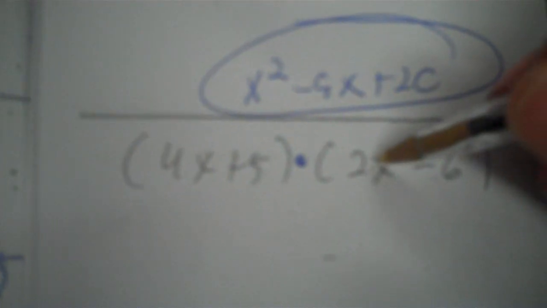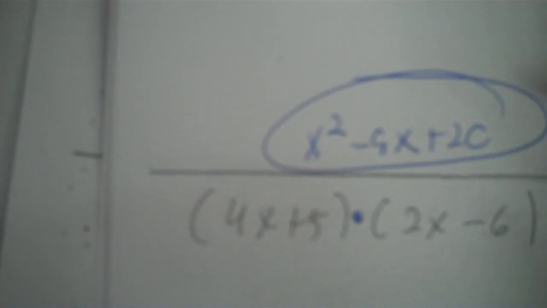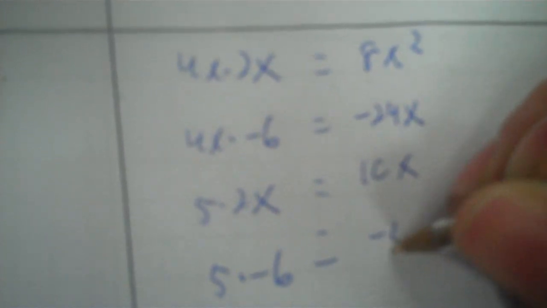Okay, next problem. Binomial, binomial. You can't combine these. You don't know what x is. You can't combine those when you don't know what x is, because that has an x, that's multiplied by x. That isn't multiplied by x. They're not like terms. So I take 4x times 2x, 4x times negative 6, 5 times 2x, and 5 times negative 6. So it's 8x squared, negative 24x, 10x, and negative 30.